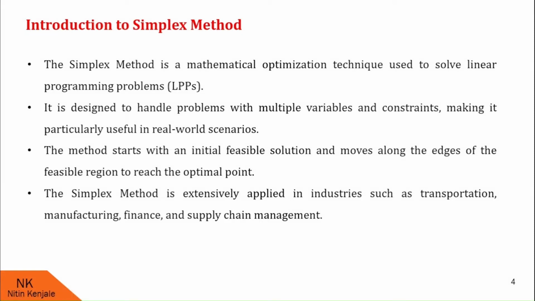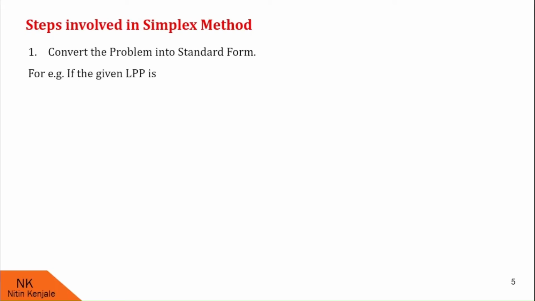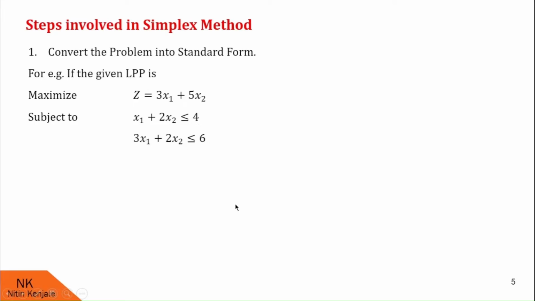Next, we will see what the steps involved in the simplex method are. In step 1, we convert the problem into standard form. For example, if the given LPP is maximize z = 3x1 + 5x2 subject to the constraints x1 + 2x2 ≤ 4 and 3x1 + 2x2 ≤ 6, given that x1, x2 are both non-negative.